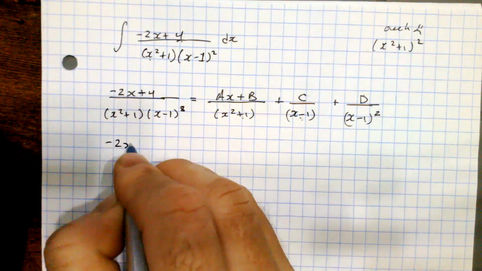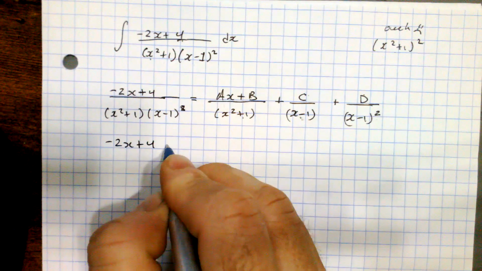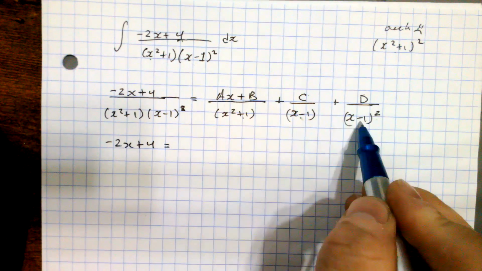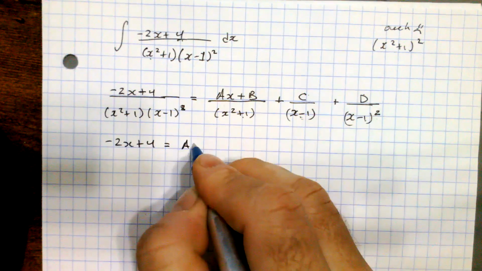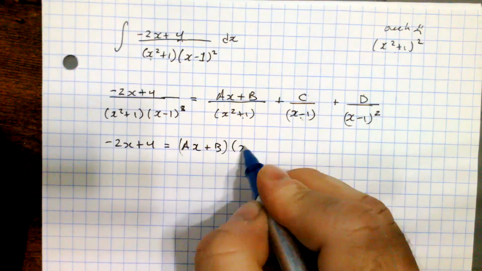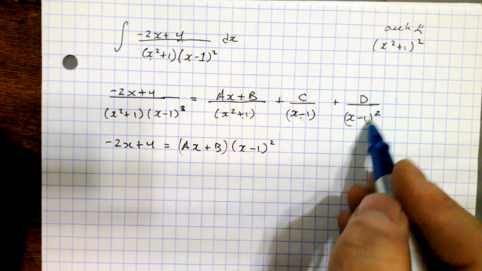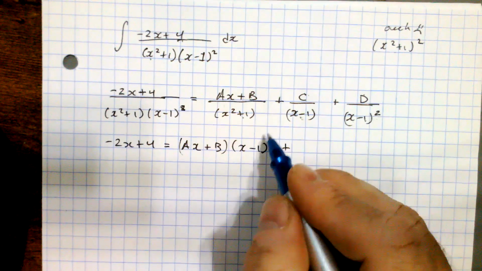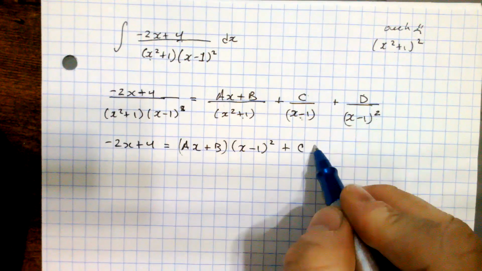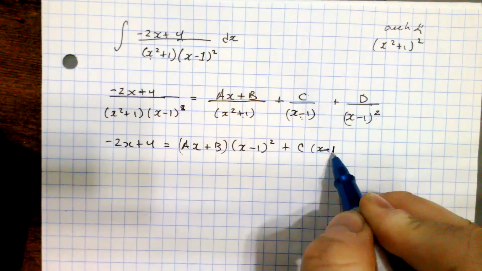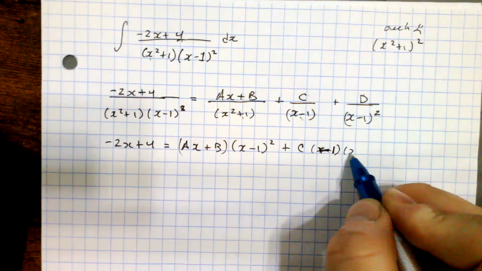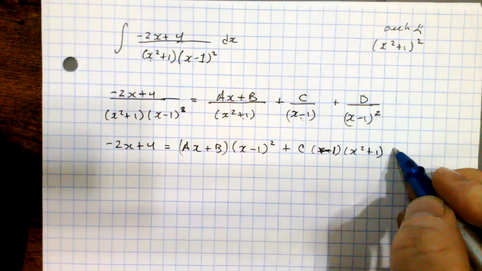And so we get negative 2x plus 4, sorry, is equal to, so Ax plus B is going to get multiplied by x minus 1 quantity squared. So we're going to get Ax plus B, and we're going to multiply that by x minus 1 quantity squared, since none of those factors cancel out with the x squared plus 1 right here. Okay, and then we're going to get C. So this only has one of those, so it's going to have an x minus 1, since one of them only cancels with the x minus 1 squared, and then I have an x squared plus 1, and then plus D.